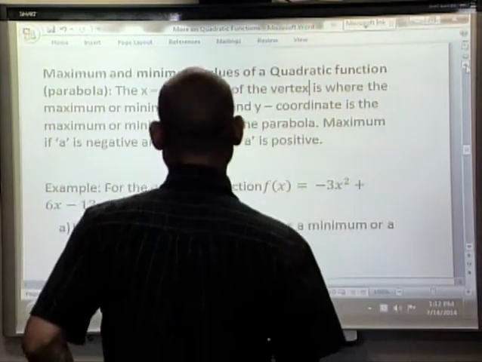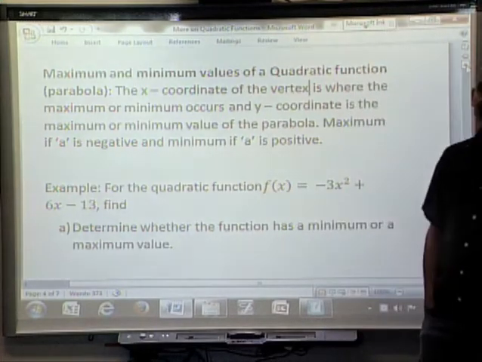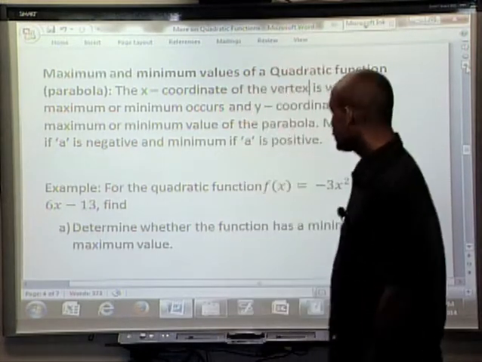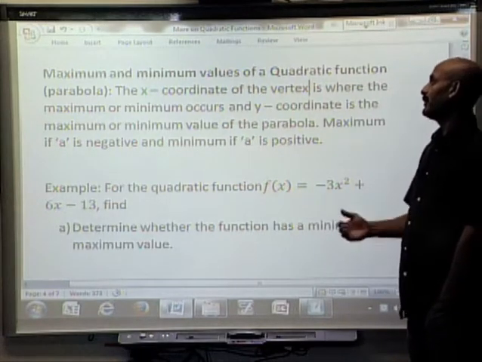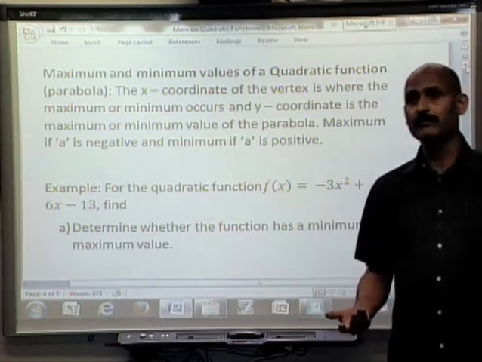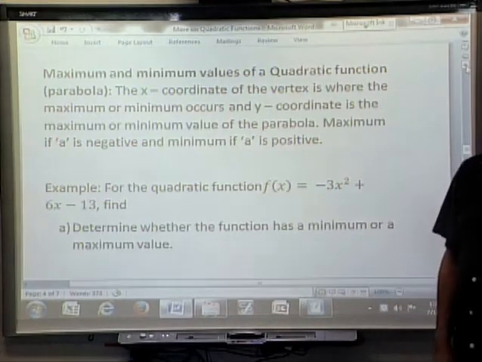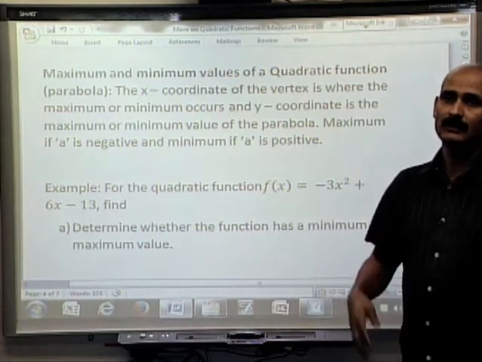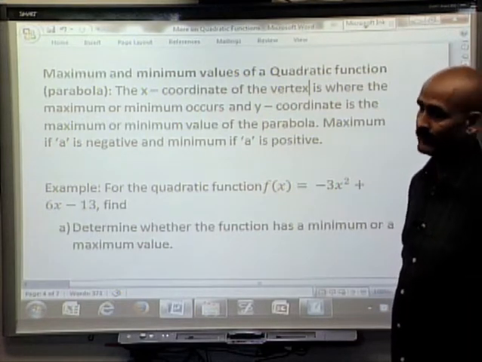So, the first thing, as I discussed, we will be interested in knowing what the maximum value or the minimum value of a quadratic function is. Well, the x coordinate of the vertex is where the maximum or minimum of a quadratic function occurs. If we can find the x coordinate of the vertex, we know where the function has the maximum or minimum value, and the y coordinate of the vertex is the actual maximum or minimum value of the quadratic function.